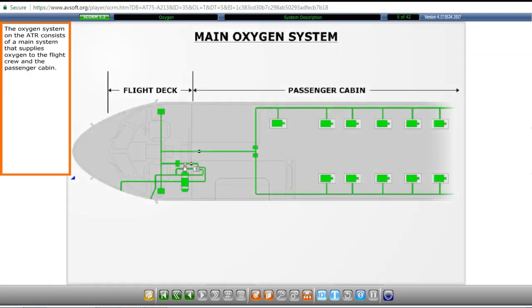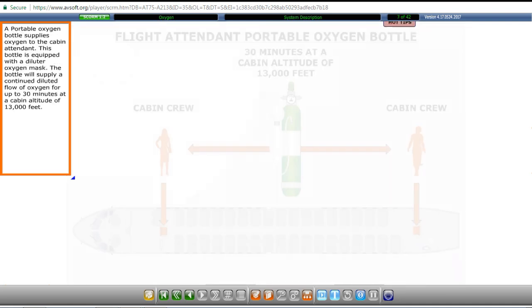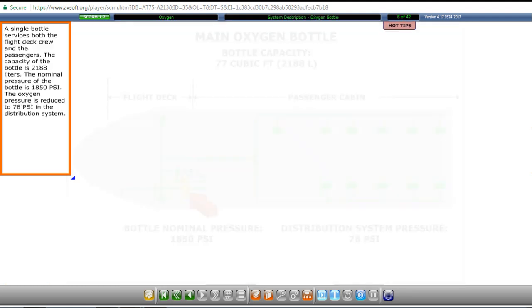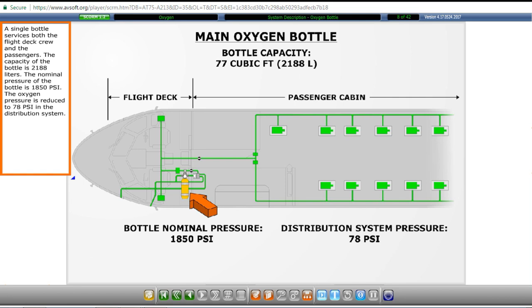The oxygen system on the ATR consists of a main system that supplies oxygen to the flight crew and the passenger cabin. A portable oxygen bottle supplies oxygen to the cabin attendant. This bottle is equipped with a diluted oxygen mask. The bottle will supply a continued diluted flow of oxygen for up to 30 minutes at a cabin altitude of 13,000 feet. A single bottle services both the flight deck crew and the passengers.